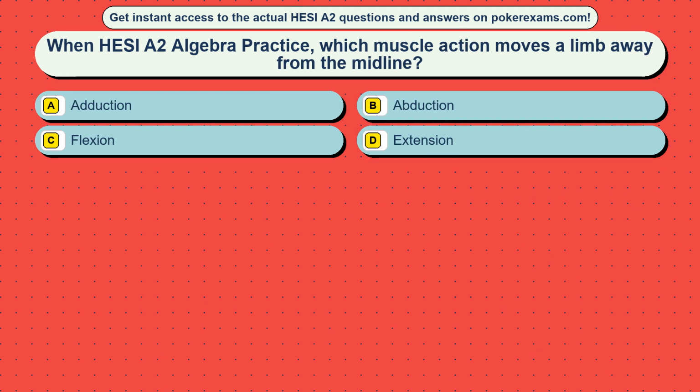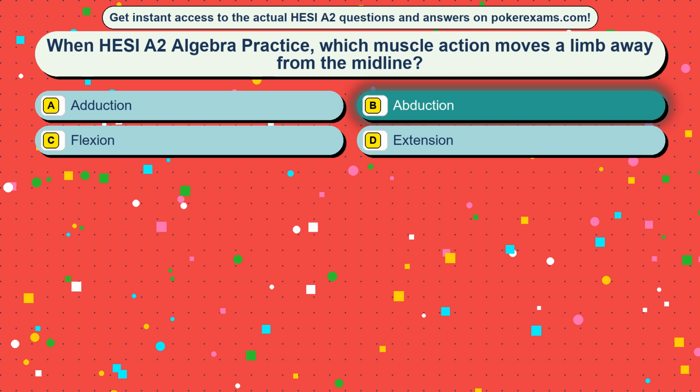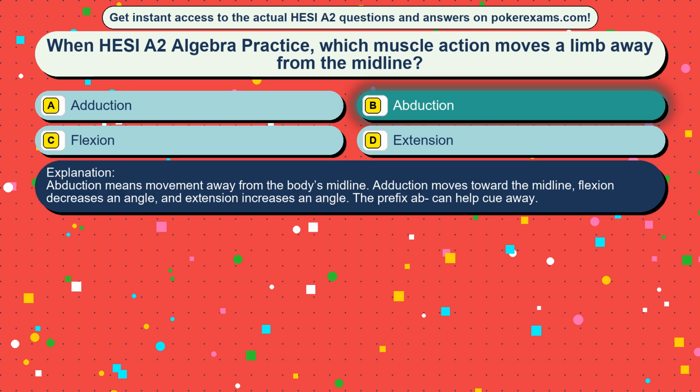Question 49. When HESI A2 algebra practice, which muscle action moves a limb away from the midline? Option A, adduction. Option B, abduction. Option C, flexion. Option D, extension. The correct answer is option B, abduction. Abduction means movement away from the body's midline. Adduction moves toward the midline, flexion decreases an angle, and extension increases an angle. The prefix AB can help cue away.